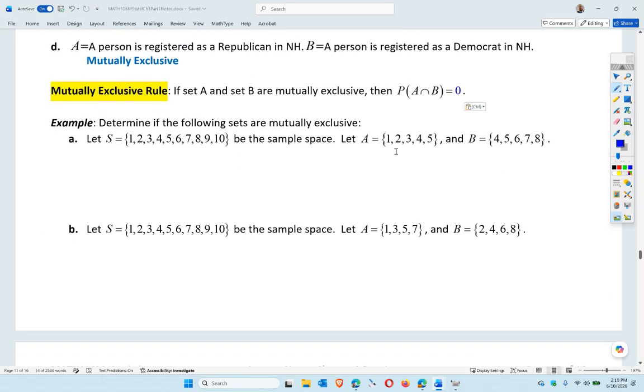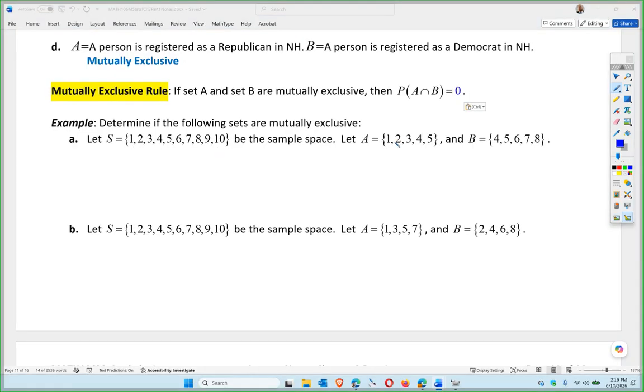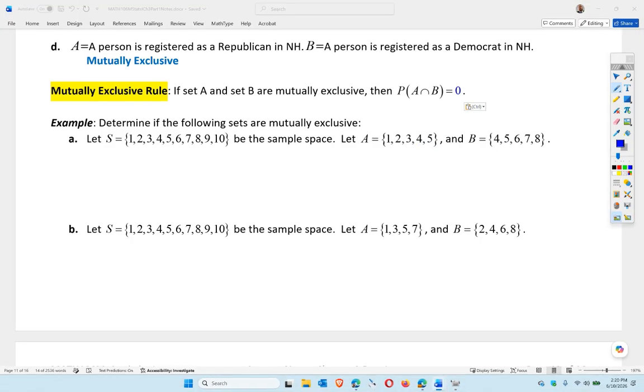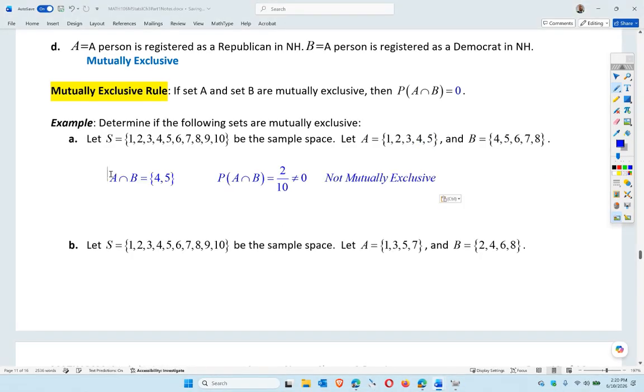All right, so let's think about this on a very small level. So either way, I have the same sample space of 1 through 10. So A here is 1 through 5, B is 4 through 8. So they have 4 and 5 in common, right? Here, you have the odds and the evens. They have nothing in common, correct? So these have nothing in common. These are mutually exclusive. These have something in common. They're not mutually exclusive, right? So essentially, sets A and B here on the first one is 4 and 5. The overlap is 2 out of 10.